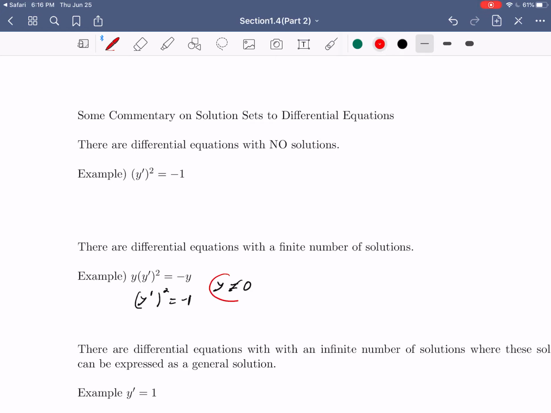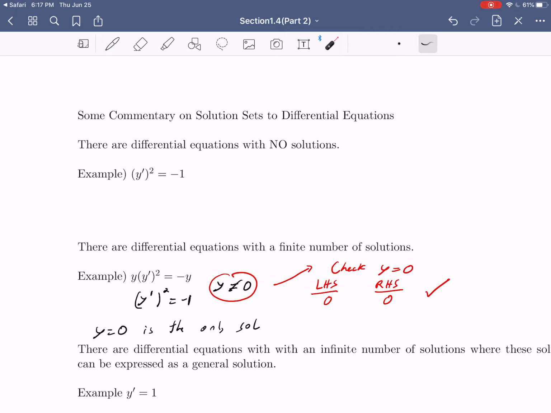If we actually check that off to the side, check y equals 0. So if you plug y equals 0 in on the left-hand side, well, y is going to be 0, y prime is going to be 0, this is all going to be 0. Negative 0 is 0, so left-hand side 0, right-hand side 0. Check, right? So this would tell us that y equals 0 is the only solution, right? Because we know there's no solutions to this one, but this guy actually does have the solution y equals 0.